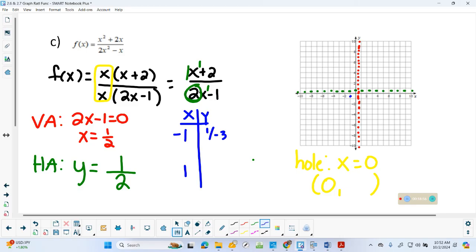Let's put 1 in. 1 plus 2. 2 times 1 is 2. 2 minus 1. So I'm going to plot the point 1, 3. Now before I draw the curves, the only reason I paused on drawing the curves, close to the vertical, close to the horizontal, is because I need to know where the hole is before I draw it. So just like I did the T-chart, I'm going to put 0 in here for x and calculate it. 0 plus 2, 2 times 0, 0, 0 minus 1. So I'm going to have a hole at 0, -2.